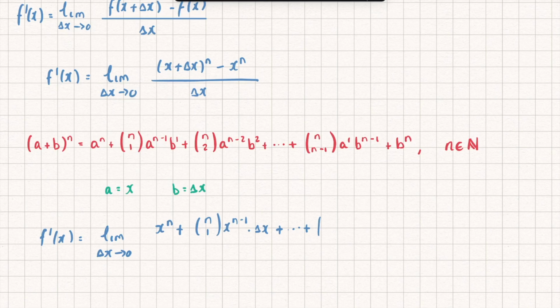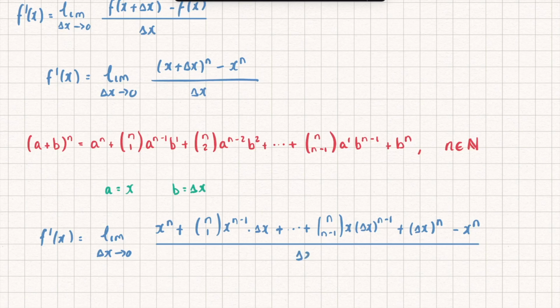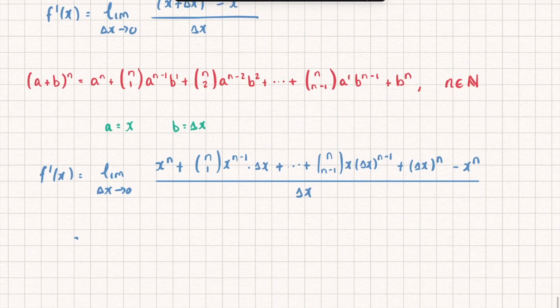So that's going to be n choose n minus 1 of a to the power of 1, which is just x, multiplied by delta x to the power of n minus 1, and then finally, the last term is b to the power of n, which is delta x to the power of n. So now we've expanded that binomial on the numerator. So then we're minusing f of x, so minus x to the n, and we're dividing all of this by delta x. Okay, so our derivative is now the limit as delta x tends towards 0 of this thing here.